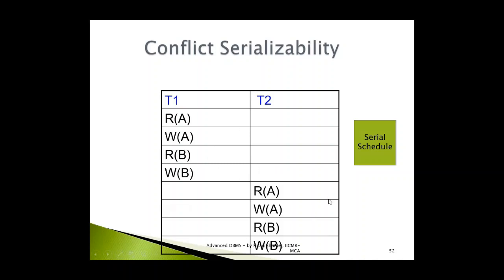So what is the takeaway? Whatever schedule was given to us, we could observe some non-conflicting pairs of instructions, and we swapped those non-conflicting pairs of instructions and transformed that schedule into a serial schedule. And so we can say that the given schedule is conflict equivalent to a serial schedule.